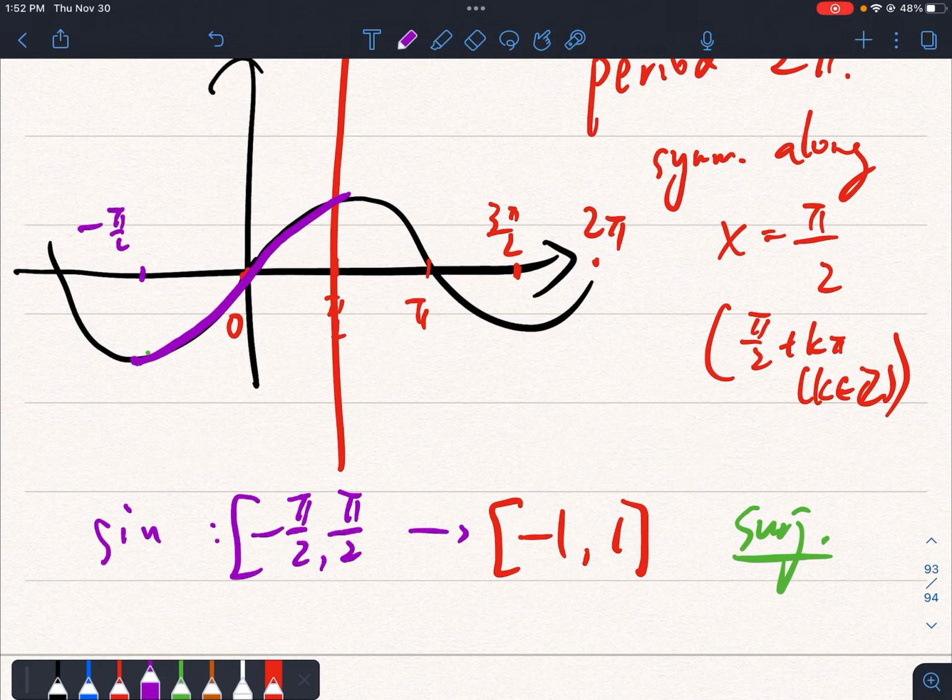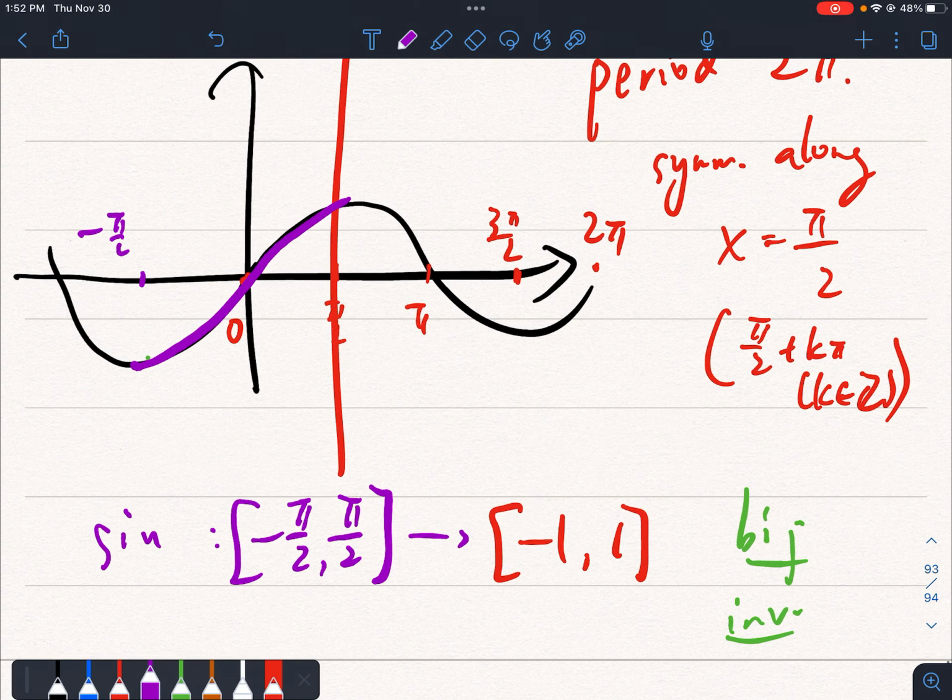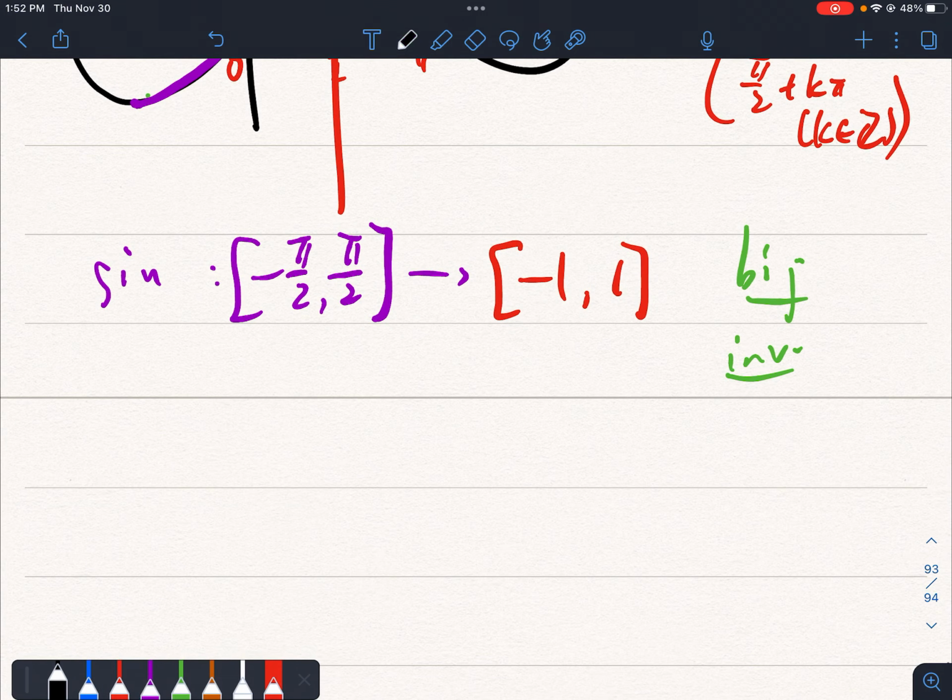So you can do it with every horizontal line, and you will see that it will pass the purple part exactly once. And you have to be very, very careful. So here it is the closed interval from minus pi over 2 to pi over 2. If you choose this, then it becomes injective and surjective, which together make it bijective, or invertible. I mean, they're equivalent. So then you can find an inverse of that. Because it's bijective, then you can find an inverse.